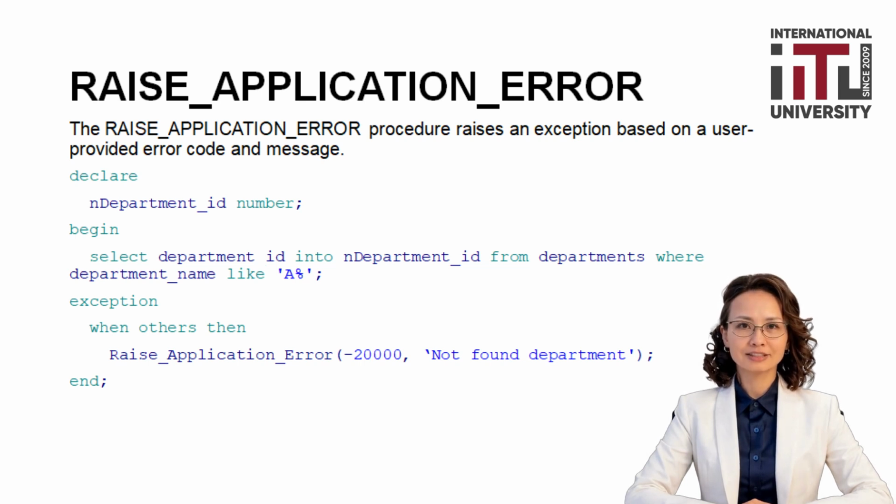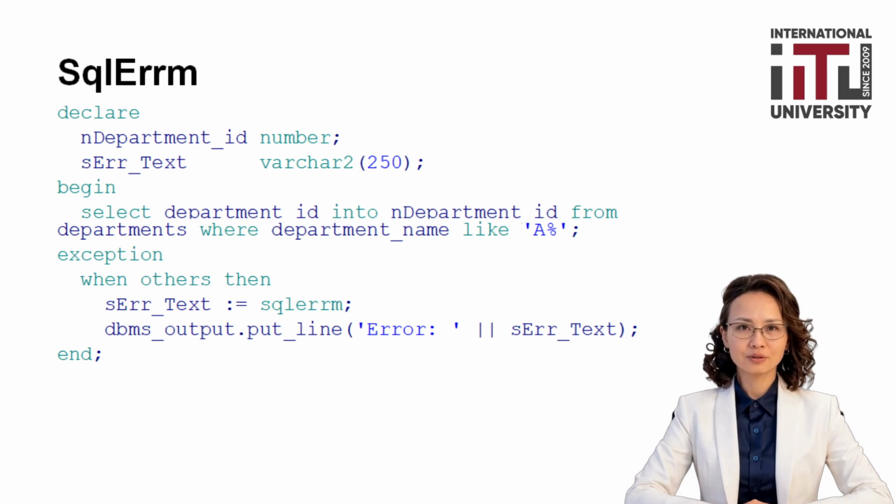In this PL/SQL block, we declare a variable n_department_id to store the department ID and a variable v_error_text to store error messages. We try to select a department ID where the department name starts with A. If any error occurs, the OTHERS exception handler is triggered. Inside the handler, we use the SQLERRM function to get the error message text and store it in v_error_text. Then we print the message using DBMS_OUTPUT.PUT_LINE. This example shows how SQLERRM allows you to display the exact Oracle error message, making debugging and error handling much easier.